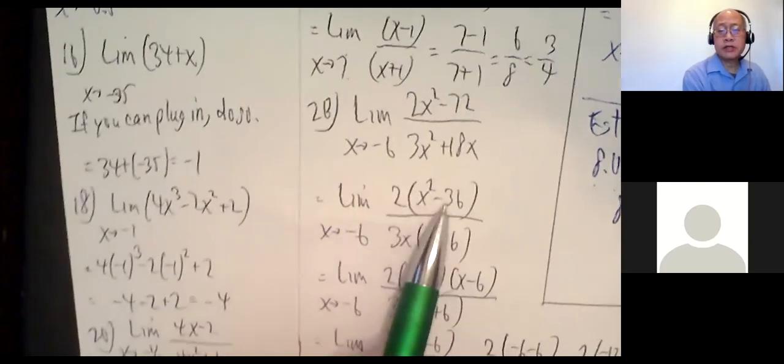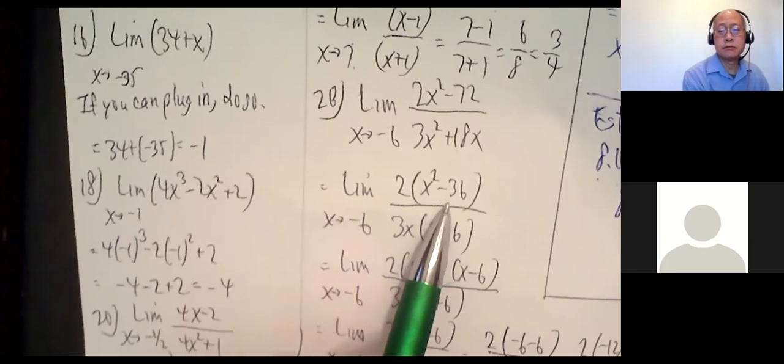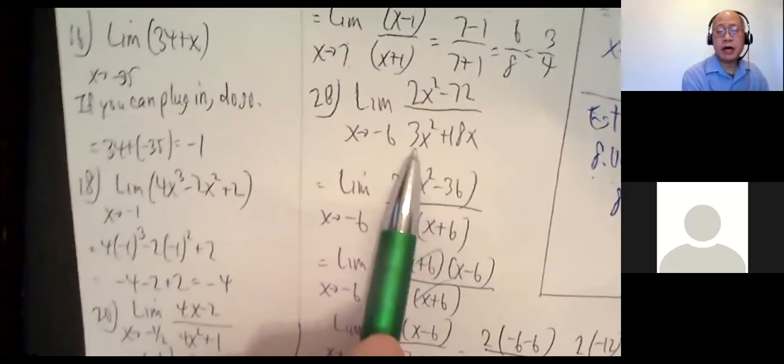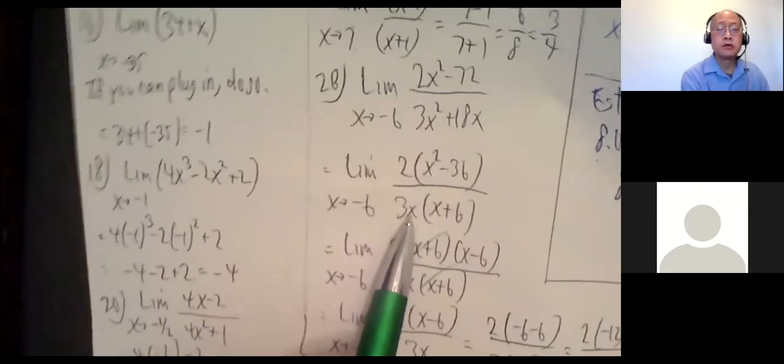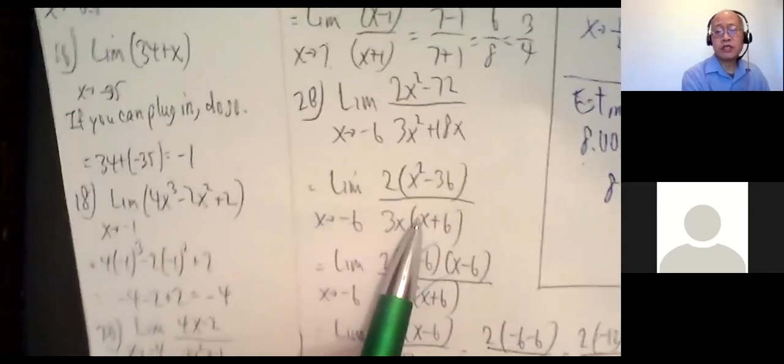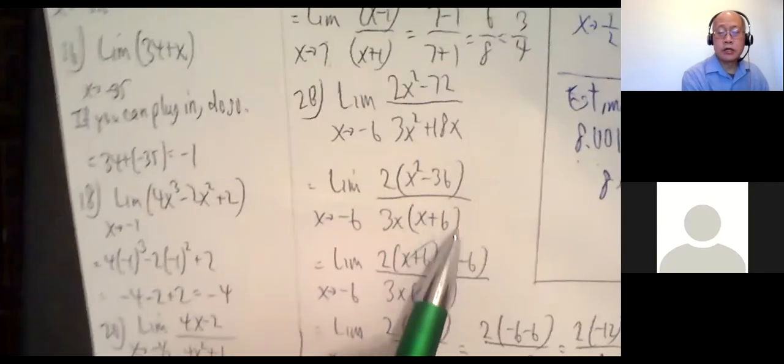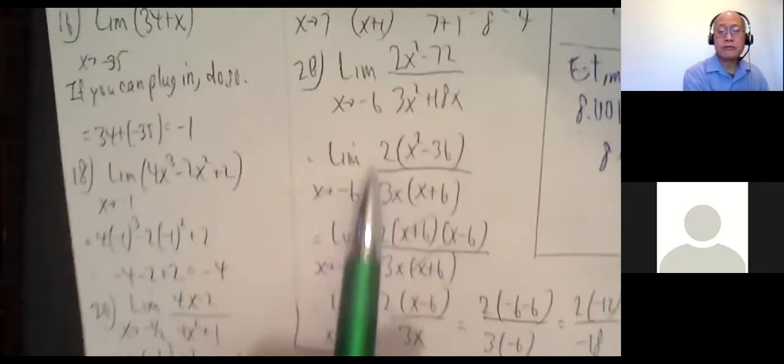2 times x squared minus 36. On the bottom, I can take out a common factor of 3x. So 3x, and then what's left behind is x plus 6. You can always double check by multiplying it back out, right?